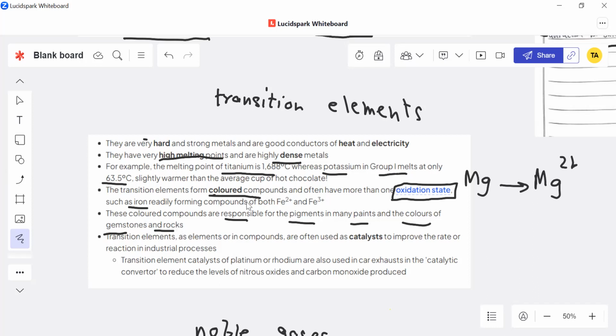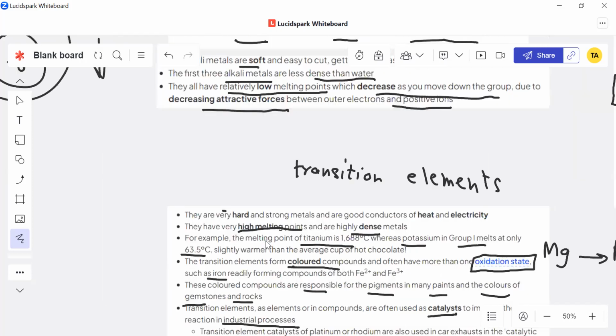Now, transition elements, as elements or in compounds, often act as catalysts to improve the rate of reaction in industrial processes. For example, when you make ammonia, you use a transition element as the catalyst. When you react hydrogen with nitrogen, you make ammonia. This is an industrial process, and it requires a transition element as the catalyst.